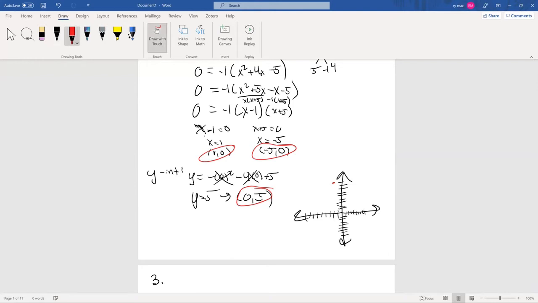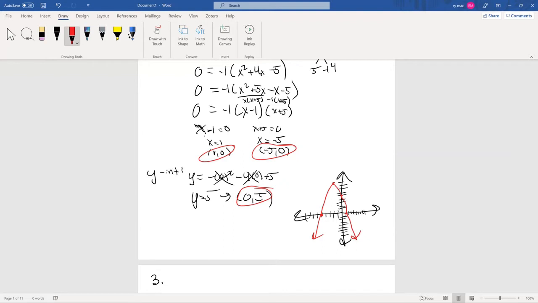Next, I'll do my 2 x-intercepts. So 1, 0 is right there. -5, 0 is right there. And then my y-intercept of 0, 5. Right about there. And that is your graph for that one.